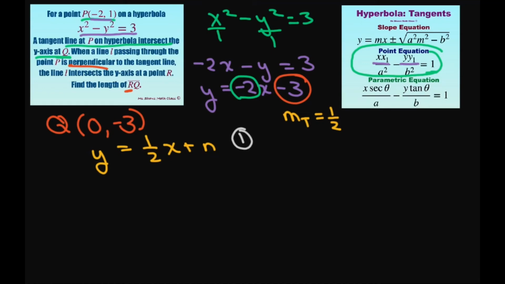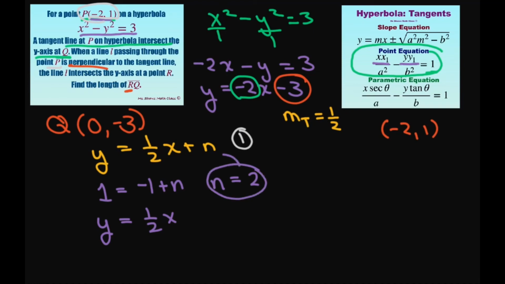Let's call this equation 1. Since it also passes through this point P, which is (-2, 1), I can substitute (-2, 1) into our equation here. So I'm going to get 1 = -1 + n. When you add 1 to both sides, you get n = 2. So therefore, the equation of that line is y = 1/2 x, and we're just substituting this 2 back into that n, so that's going to be plus 2.